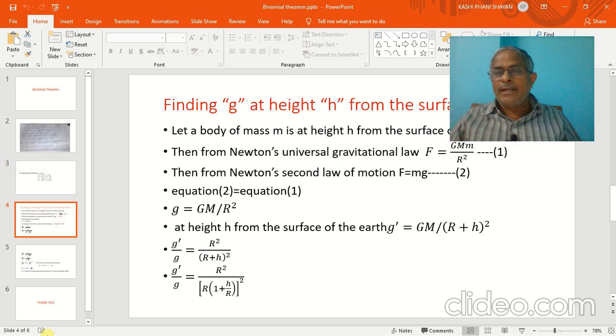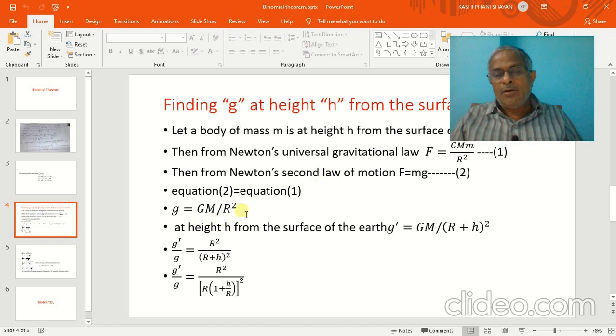It is very important. We are applying it in the case of finding g at height h from the surface of the earth. So we are observing how it is useful in physics applications. We are going to find g. What is g? g is acceleration due to gravity. g will be equal to how much? g is equal to GM by R square.